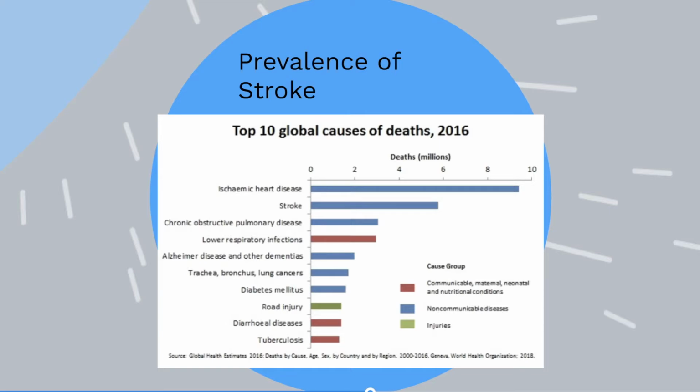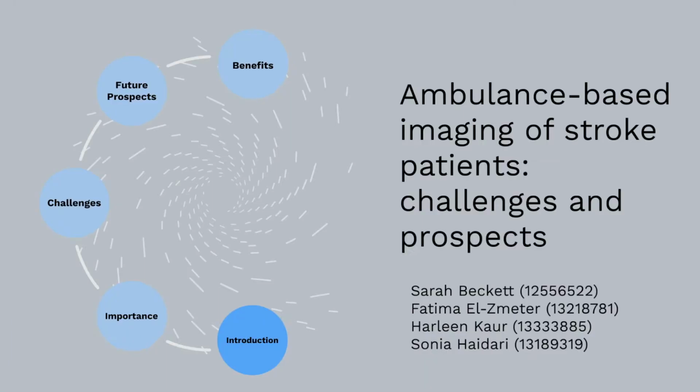But why are these services made for the treatment of stroke specifically? As seen in the graph, in 2016, stroke had been the second most common cause of death, with around 6 million people being affected worldwide. Thus, with the innovation of ambulance imaging, the prevalence of death caused by stroke can be reduced.